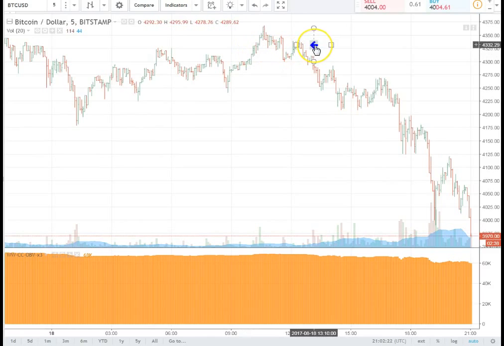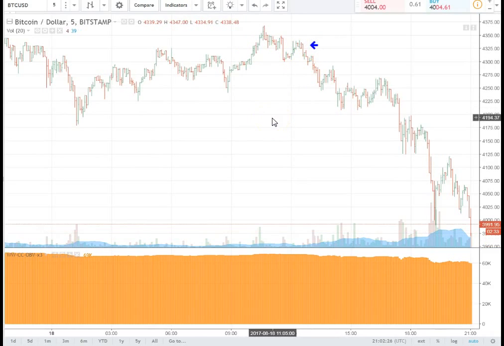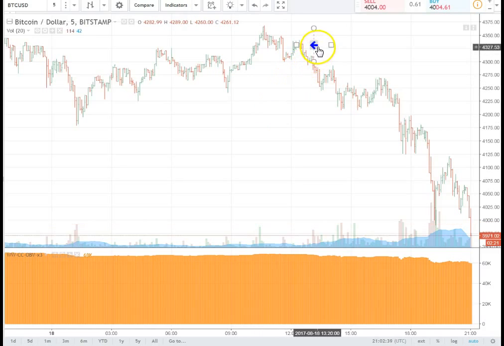So the blue arrow shows the first point where you would enter a short position. So again, you have no positions, you go short first with the idea of buying back at a lower price. So instead of buying low and selling high, you're selling high and then buying low. So we sell short here. Bitcoin moves in our favor on this 5-minute chart.